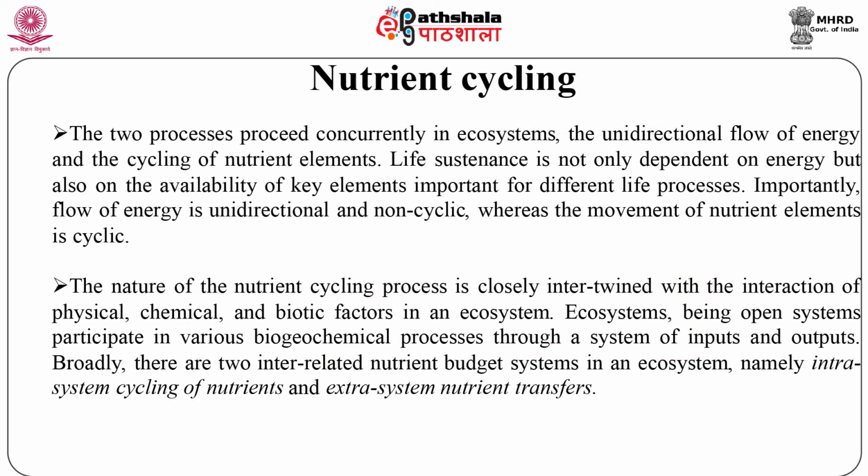Nutrient cycling. The two processes proceed concurrently in ecosystems: the unidirectional flow of energy and the cycling of nutrient elements. Life sustenance is not only dependent on energy but also on the availability of key elements important for different life processes. Importantly, flow of energy is unidirectional and non-cyclic, whereas the movement of nutrient elements is cyclic.